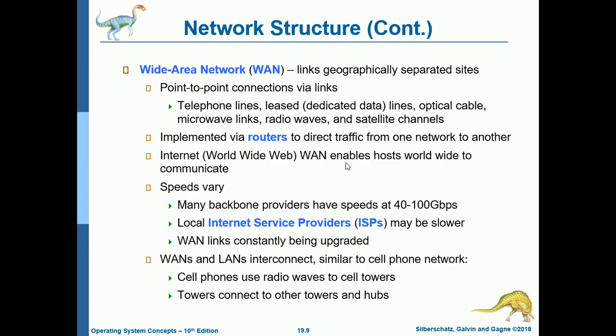Then the internet, or the World Wide Web, enables hosts worldwide to communicate. Speeds may vary. Many backbone providers have speeds of 40 to 100 gigabits per second. The local internet service provider, or ISP, as I've mentioned, may be slower. And the links are constantly being upgraded because of the technology. WANs and LANs interconnect, similar to a cell phone network. Cell phones use radio waves to cell towers, and towers connect to other towers and hubs.